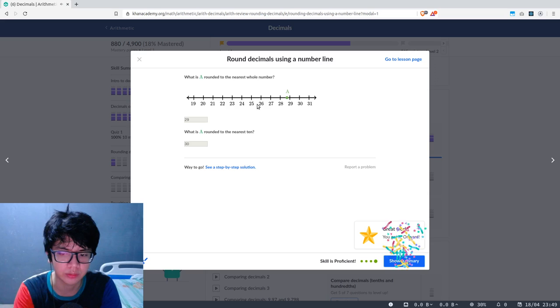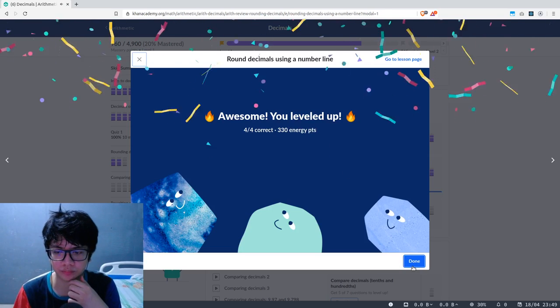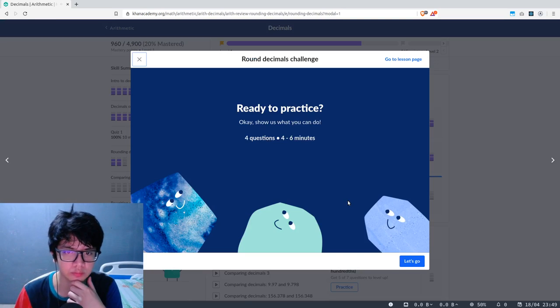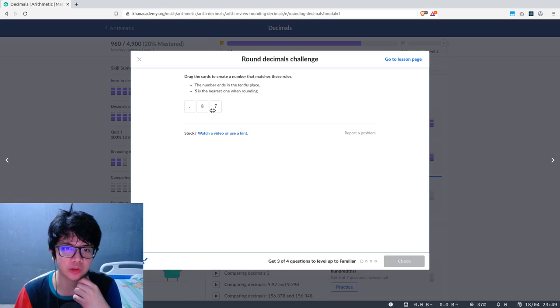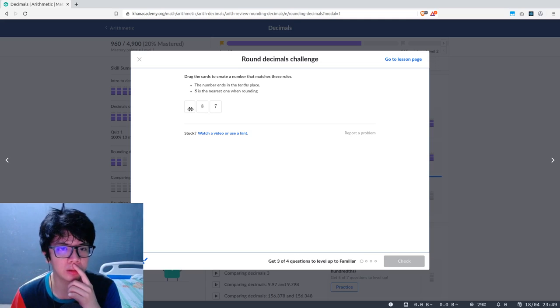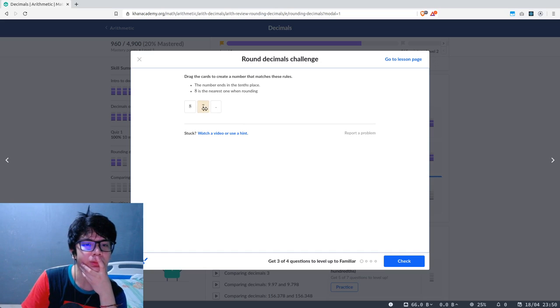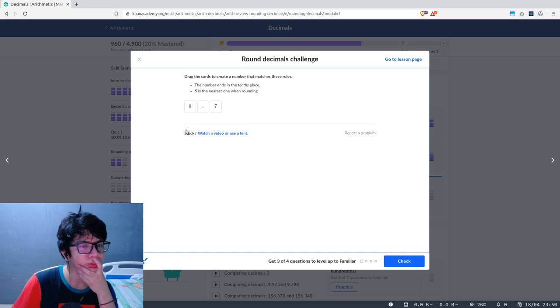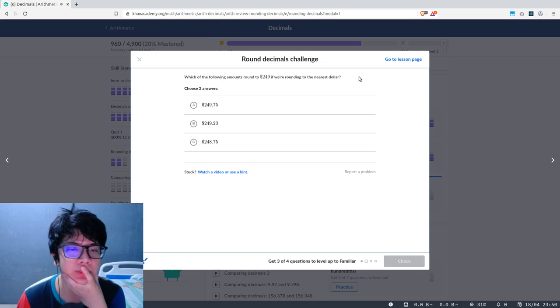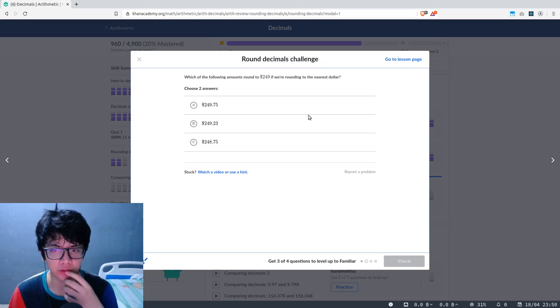Drag the cards to create the number that matches this. The number ends in the tenths place. The 8 is the nearest one when rounding. Oh, because this one's even 9, is that it? Do the following amounts round to... rounding to the nearest $10.